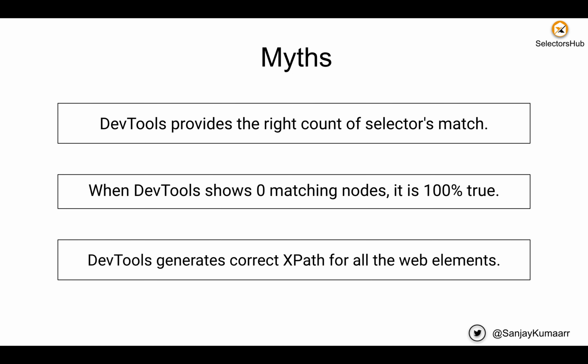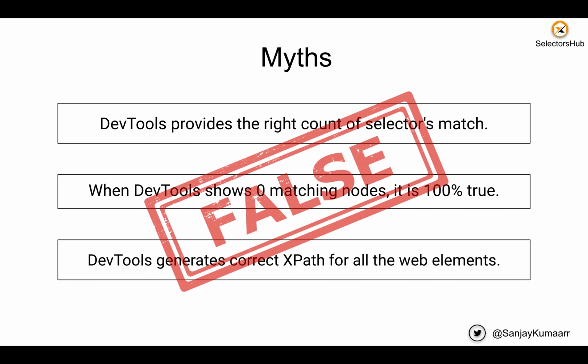Does DevTools generate the correct XPath for all the web elements? No, it doesn't. For Shadow DOM elements, it generates an XPath while it should not generate one. For SVG elements, it generates the wrong XPath. So all these myths which we thought were correct concepts are all false.